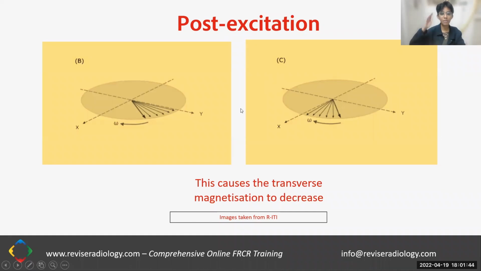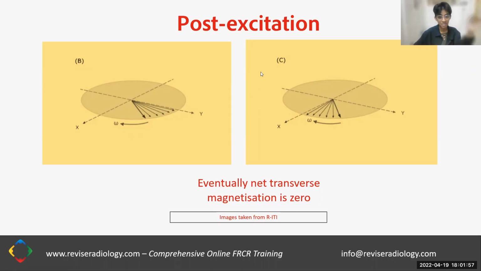So initially you have +1, +1, +1, +1. Now you have +1, +1, -0.2, 0.5, -0.6. So the total is decreasing. And eventually what happens is that the net transverse magnetization is 0. So this is one of the relaxation processes. And the other relaxation process is that through interactions with the molecular lattice, the transverse magnetization is lost as well. And the longitudinal magnetization goes back to 100%.